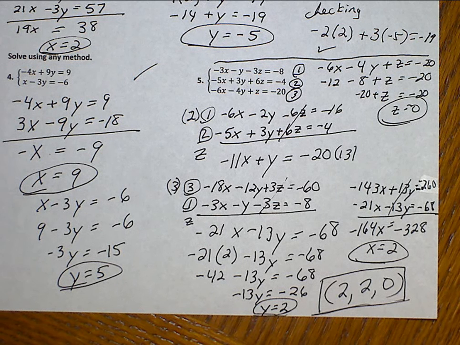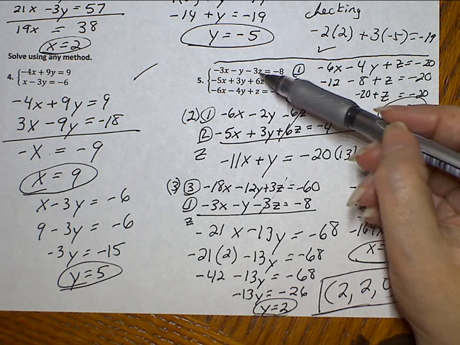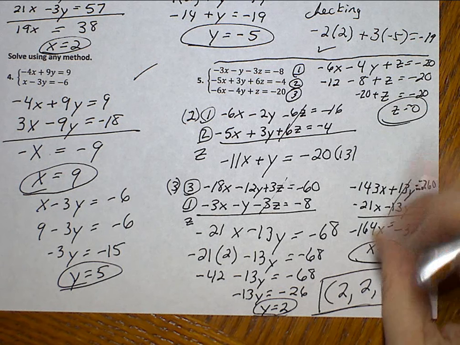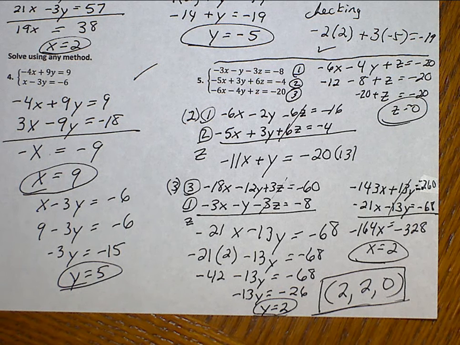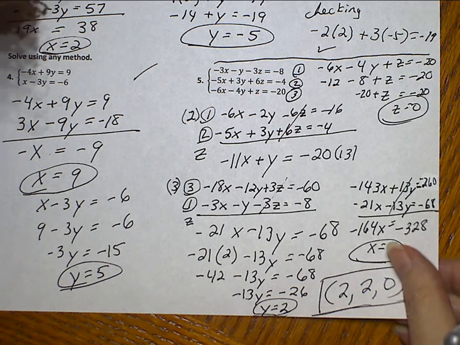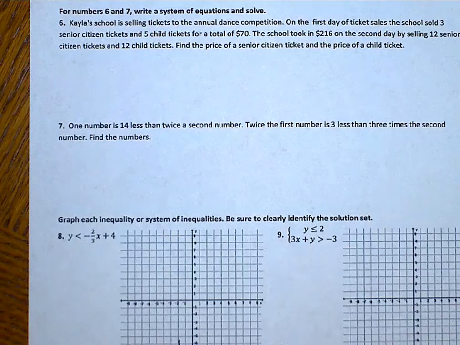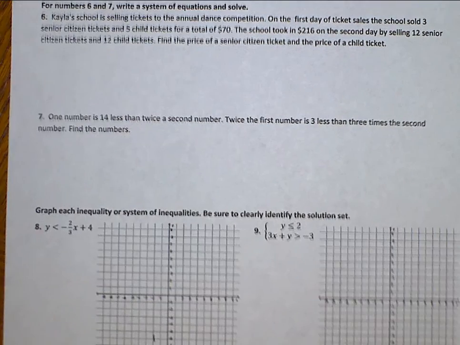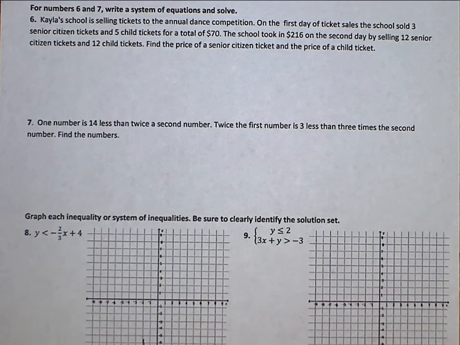And remember, that is where all these three lines intersect. Alright, that's 5. Alright. Number 6.